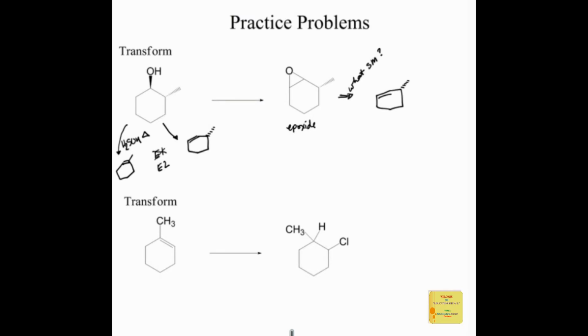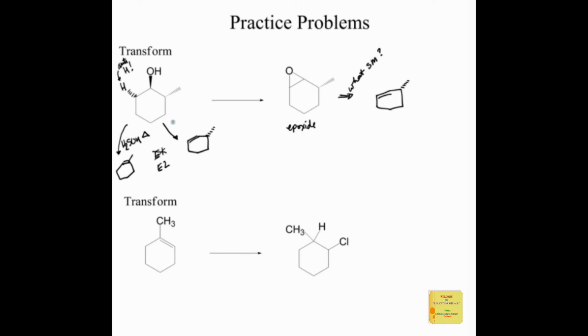This is anti-elimination. So if we were to do an anti-elimination here, if the OH or whatever leaving group we have is a wedge, the only anti hydrogen is over here, and so that is the only place that you can do an E2 elimination. Okay, so I think we figured out how to handle our regiochemistry.